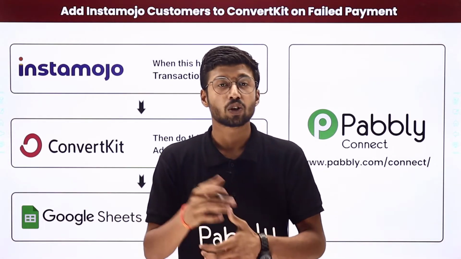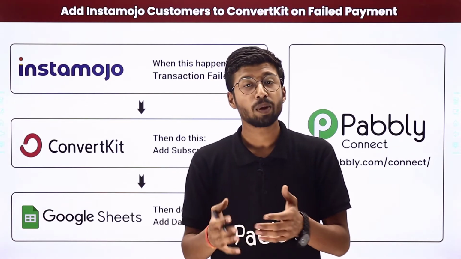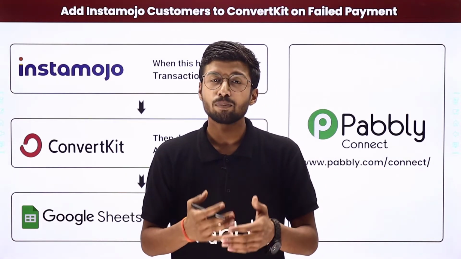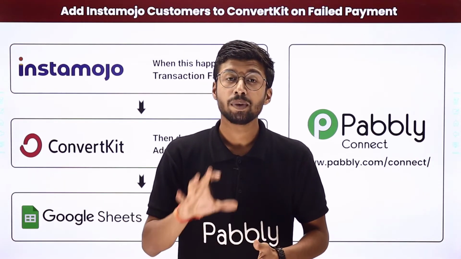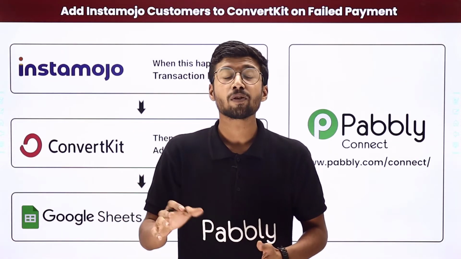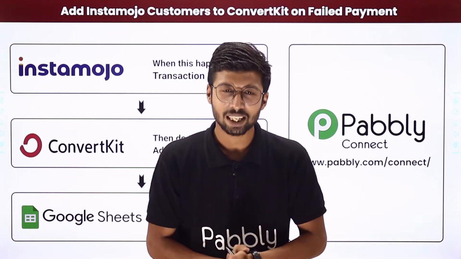Now the manual process of getting the details or the data of the failed payment from Instamojo and adding that person manually into ConvertKit as a new subscriber, as well as adding the failed payment details into a Google Sheet, this whole manual process can be very repetitive and time consuming.